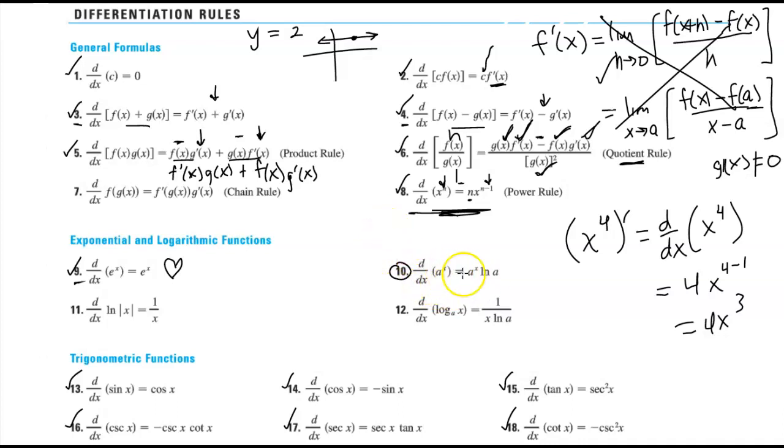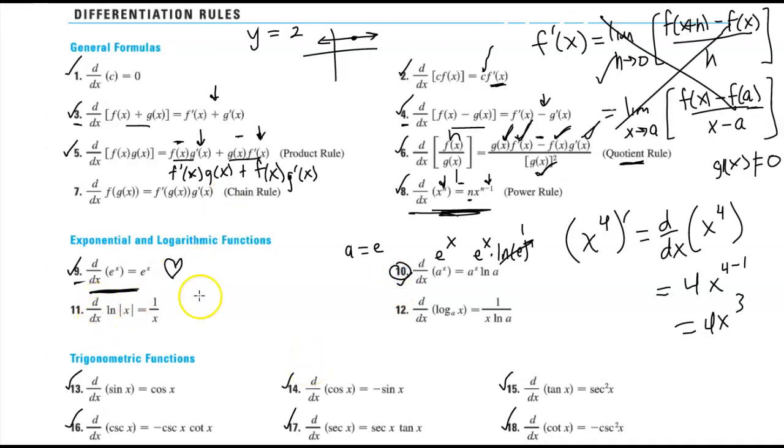But what I do want you to know here is that if we let a equal e here, then we would have the derivative of e to the x is e to the x times natural log of e. And if you remember from your pre-cal courses, we know that natural log of e is just 1. So the point that I'm trying to make here is that this derivative is a special case of number 10.